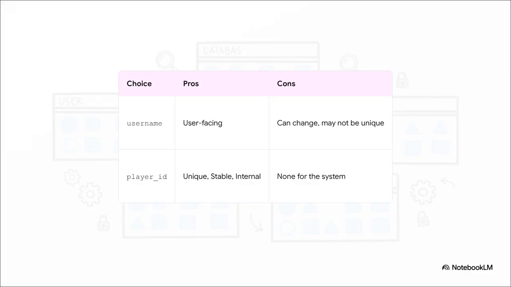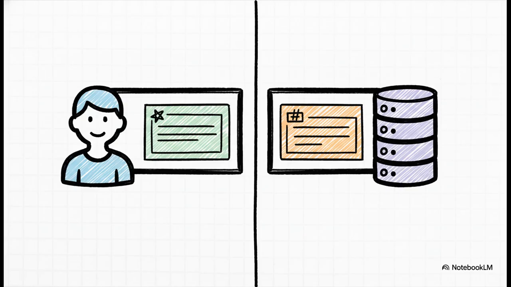So if we look at our player table, the choice is pretty clear, right? The player ID wins hands down. And this is the main takeaway. Usernames are for people to see, but IDs are for the system to trust.